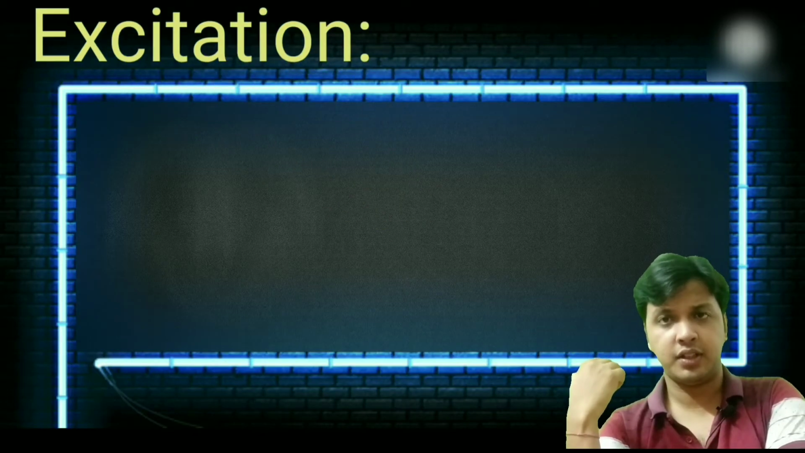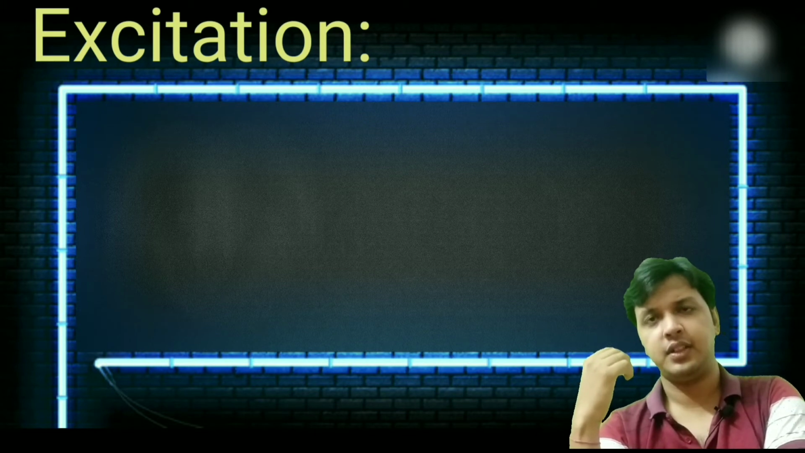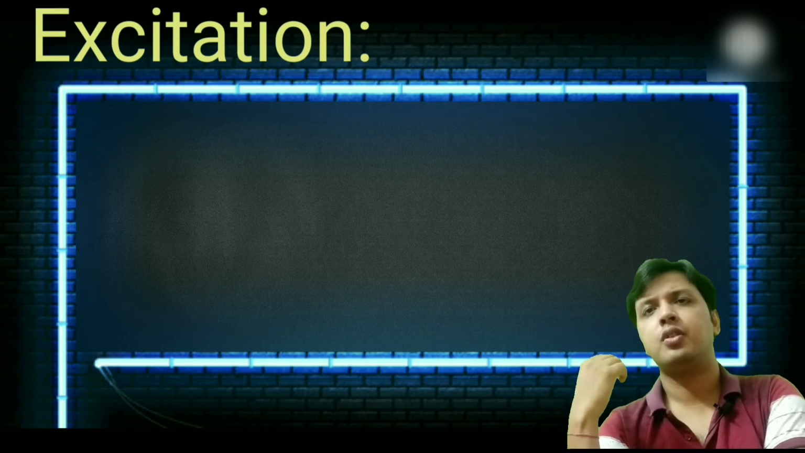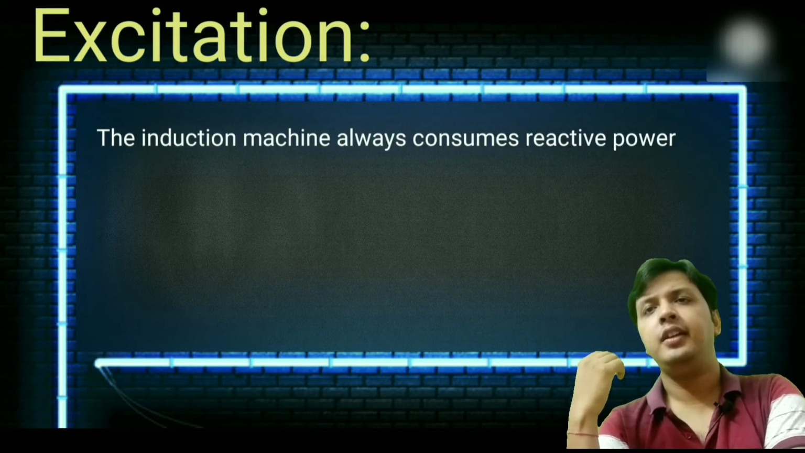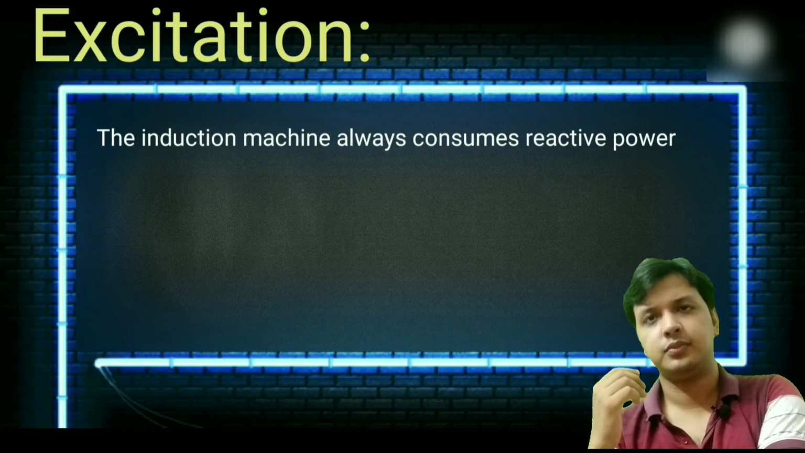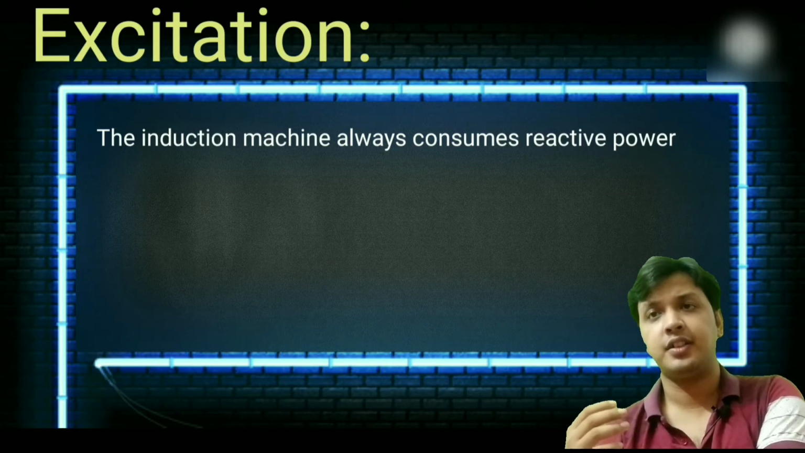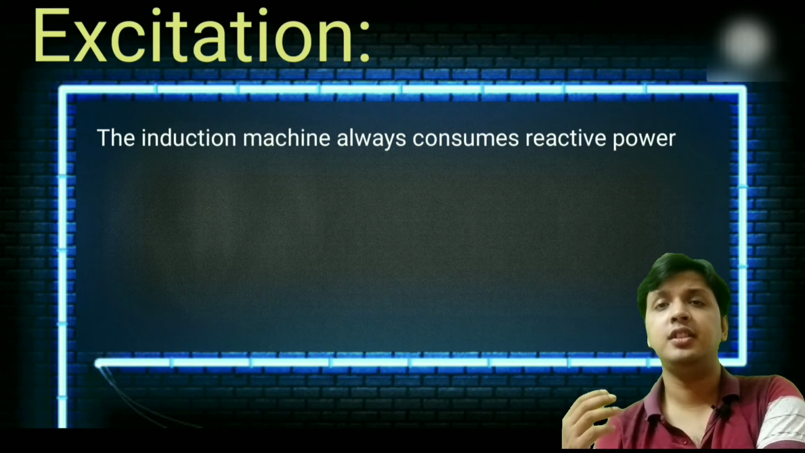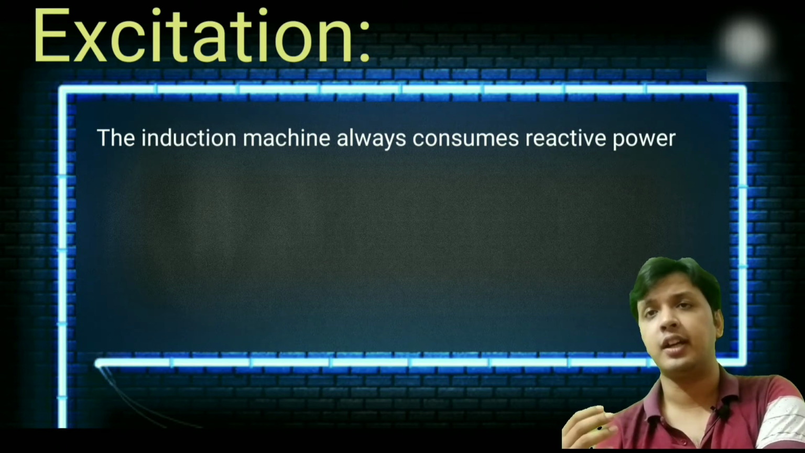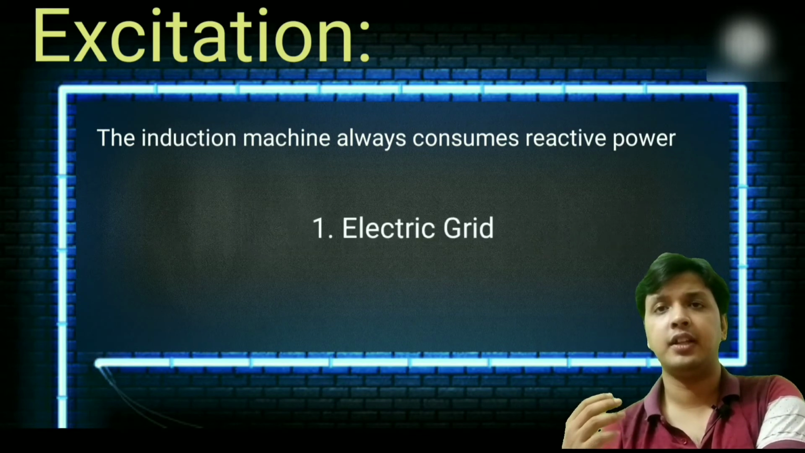Now we'll discuss the excitation of an induction generator. An induction machine always consumes reactive power regardless of whether it is operating as a generator or motor. A source of excitation current for the magnetizing flux, that is reactive power, is still required for the stator to induce rotor current. This can be supplied from the electric grid or a capacitor bank.